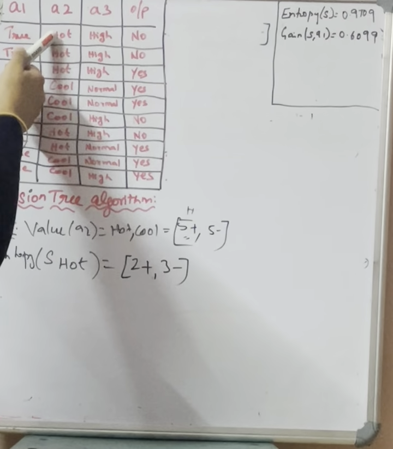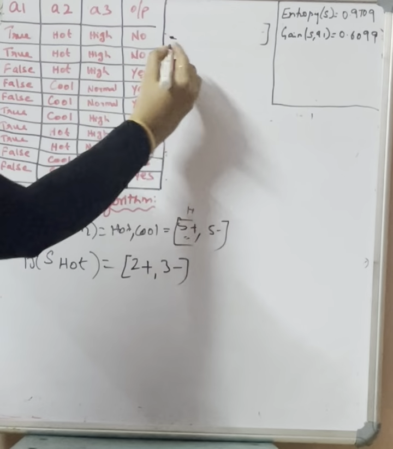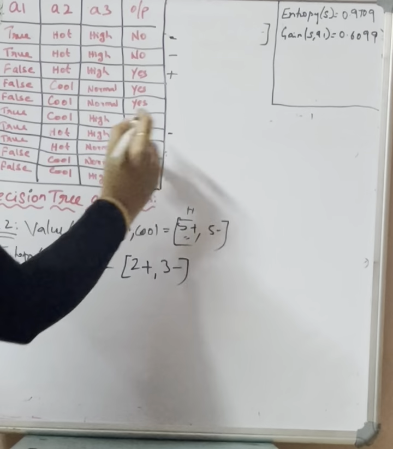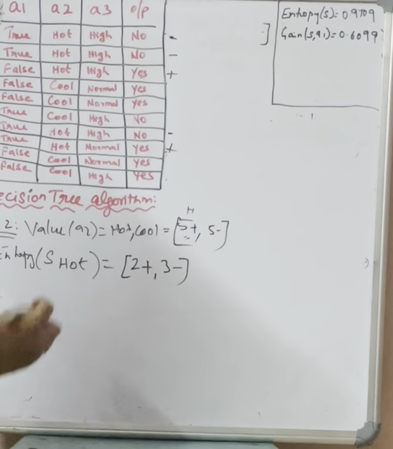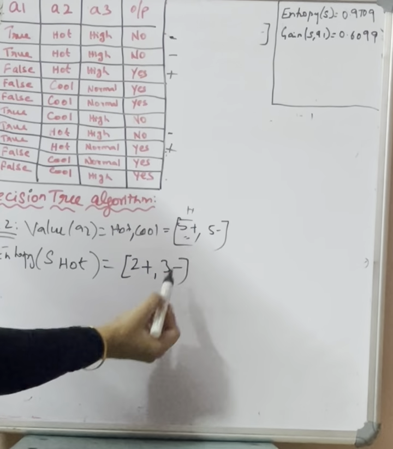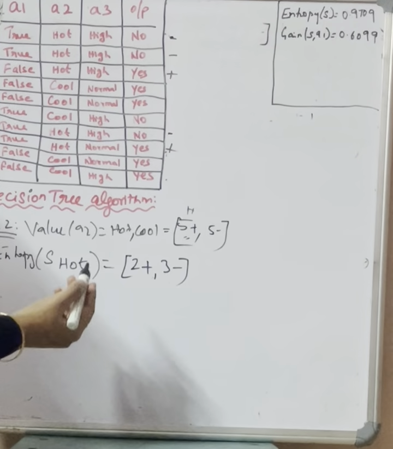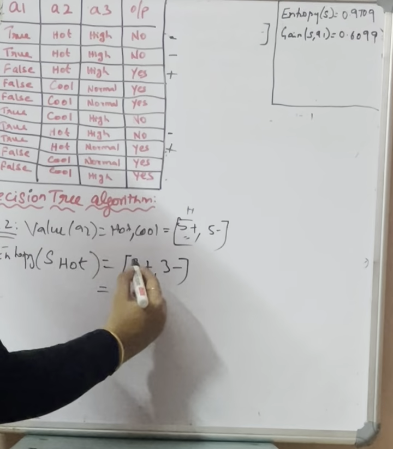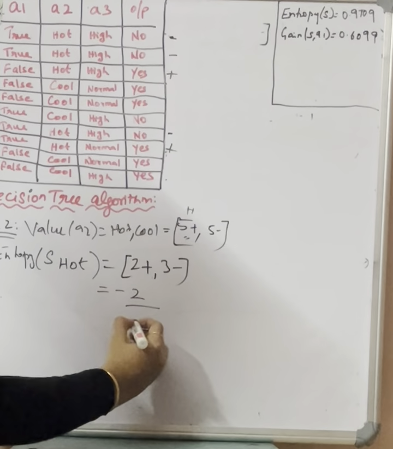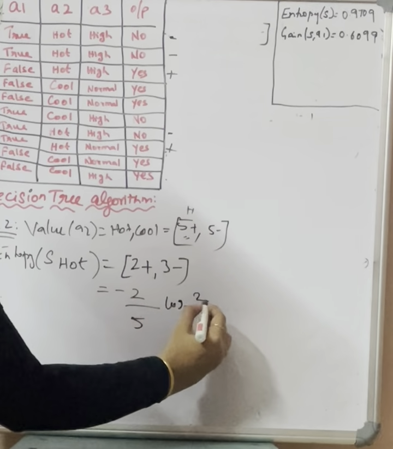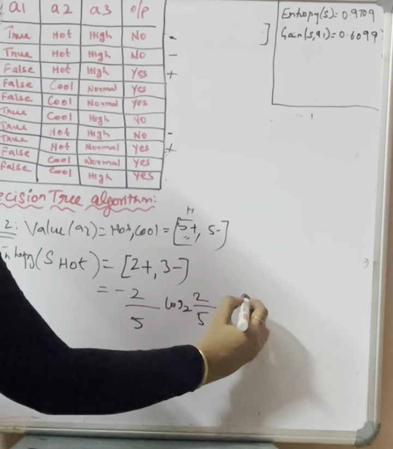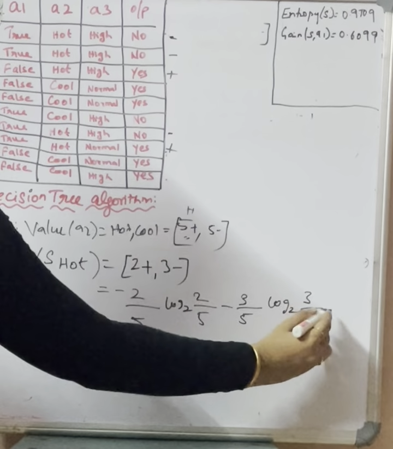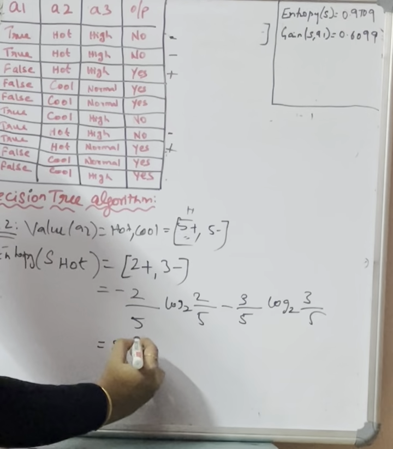See, for this hot it is negative, and here it is negative, and for this hot it is positive, and for this hot it is negative, and for this hot it is positive. So we have 2 positive and 3 negative. That's what I have written over here. If I want to find the entropy of this, you have to apply the formula: 2 out of 5 log base 2 of 2 by 5, minus 3 out of 5 log base 2 of 3 by 5. So if I calculate this, what will be the value?